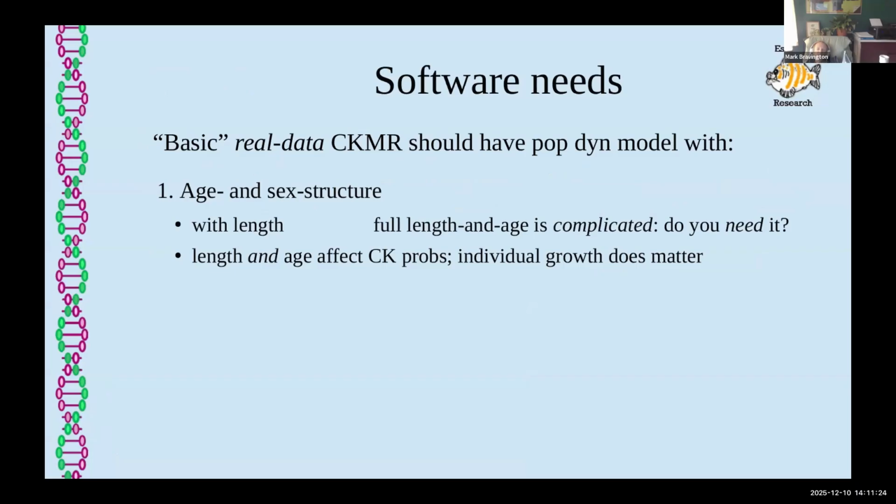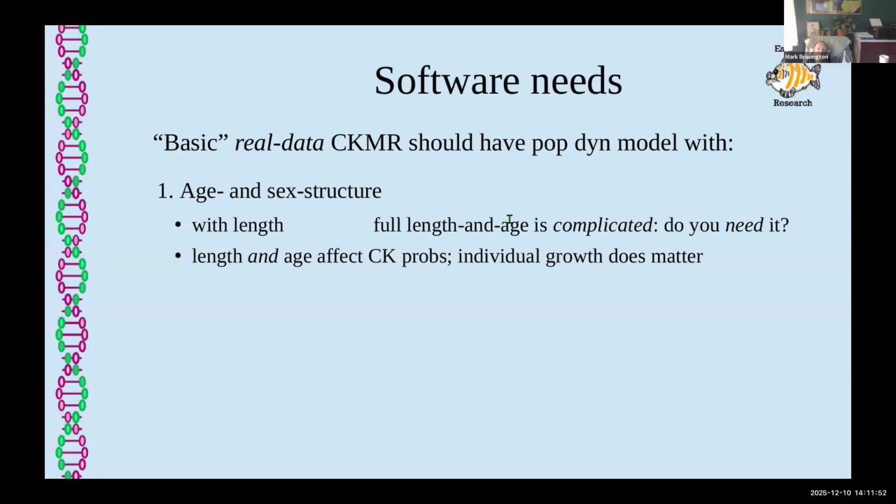Software needs, well, we've already heard a bit about that. It's really the same population dynamics that you'd like to put into an assessment anyway. I would say it's got to be age and it's got to have sex structure in it to do it properly. And it should be capable of taking account of length, because length and age both affect close kin probabilities and individual growth does matter. And if you ignore that, you get an appreciable bias in the models.